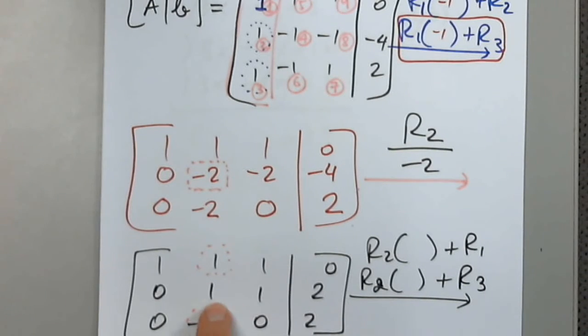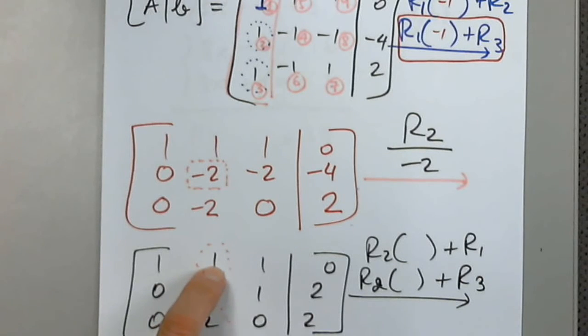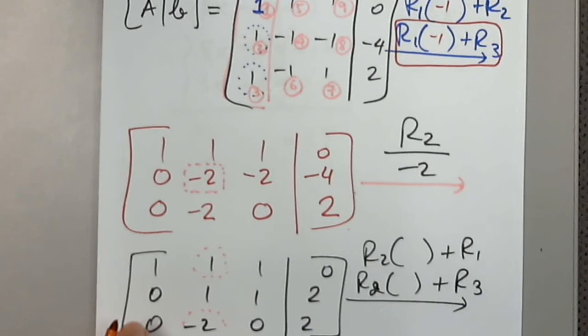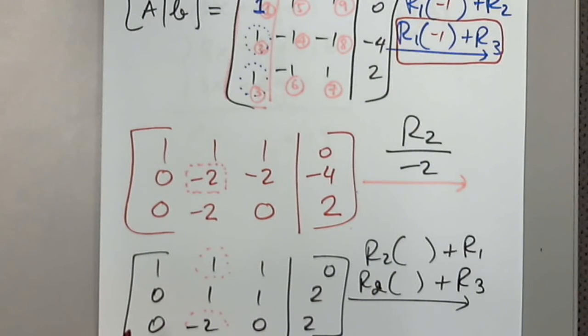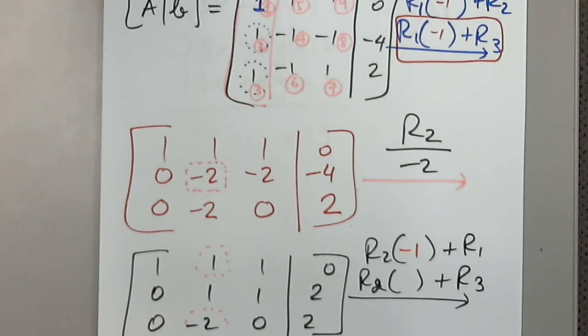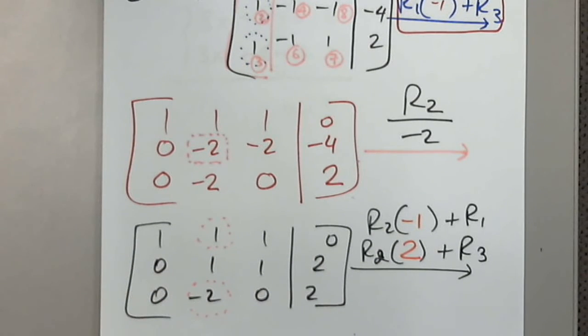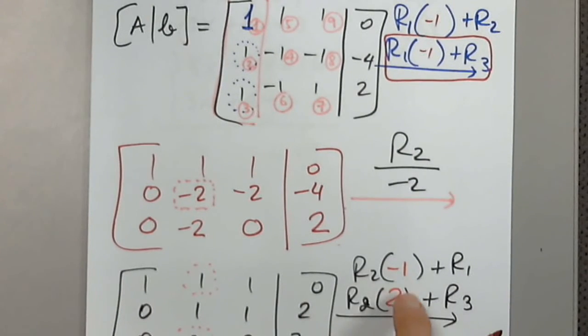What will I multiply row 2 by to get 0 here? -1. Good. What do I multiply row 2 by to get 0 here? 2. Do we all agree with these two numbers? Anyone? Everyone? Yes? No? How did we find these two?